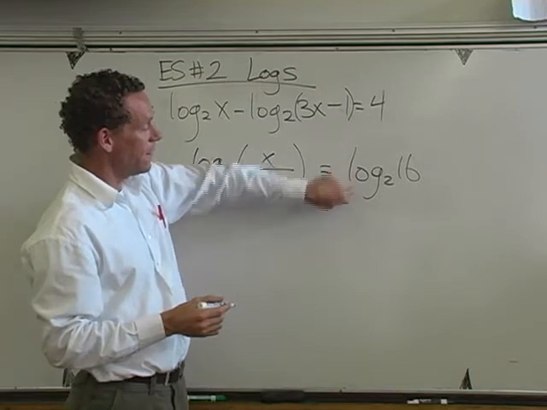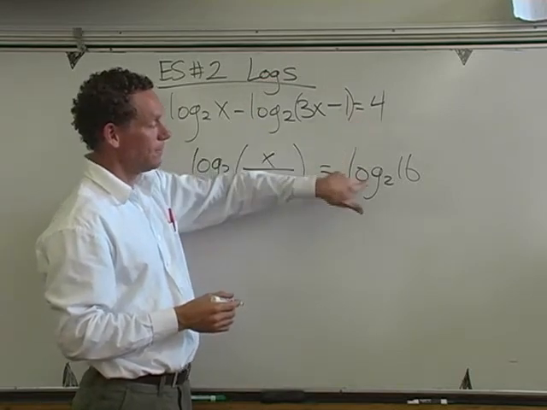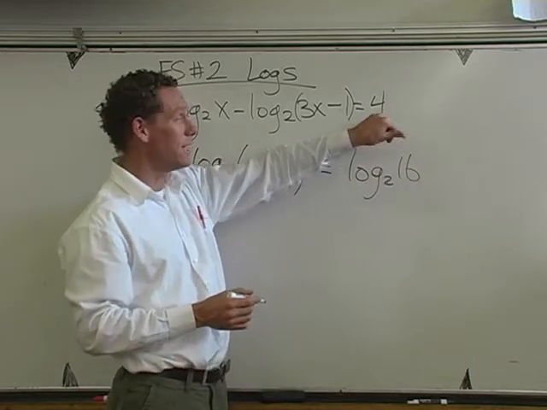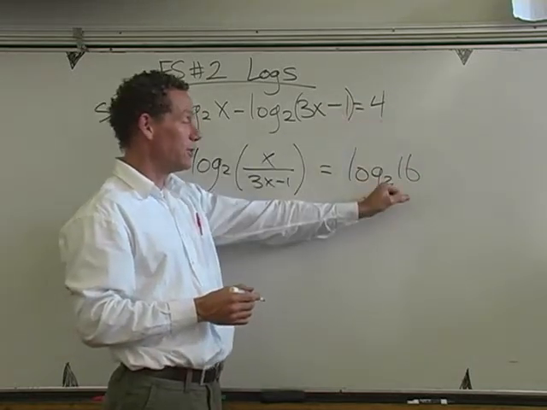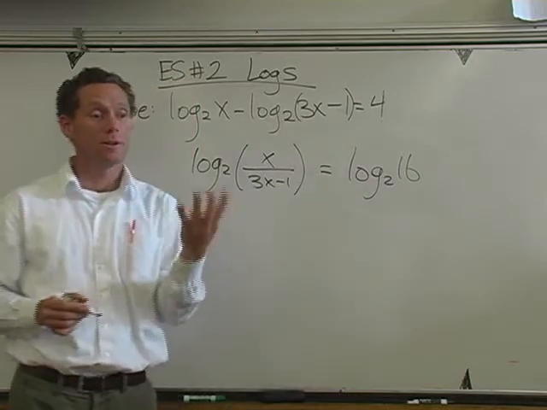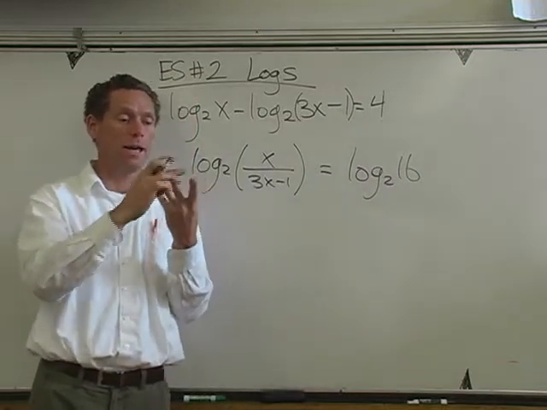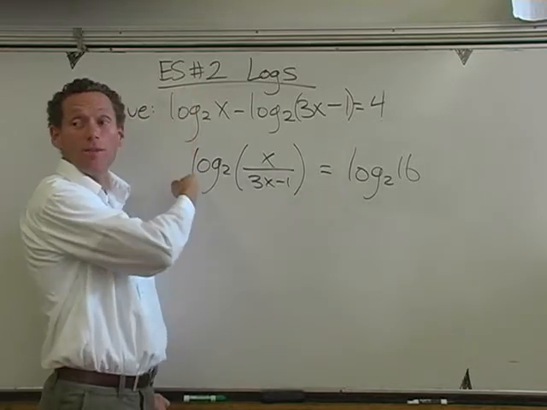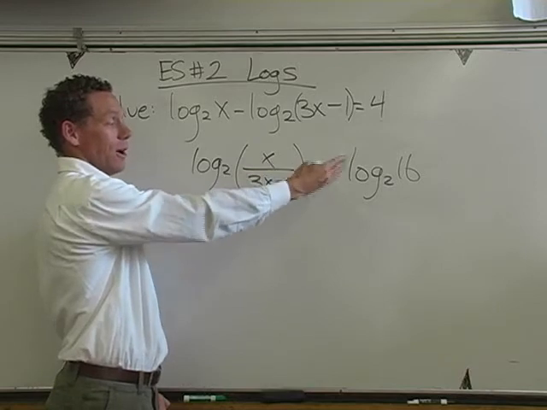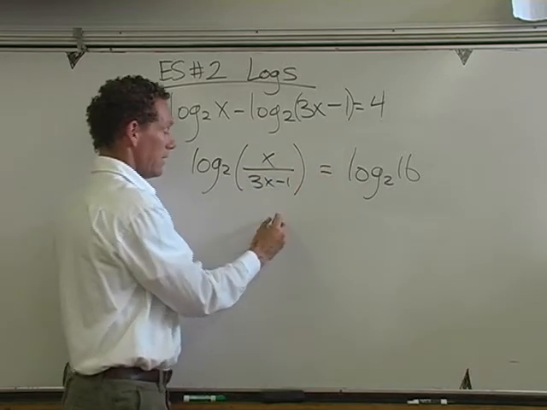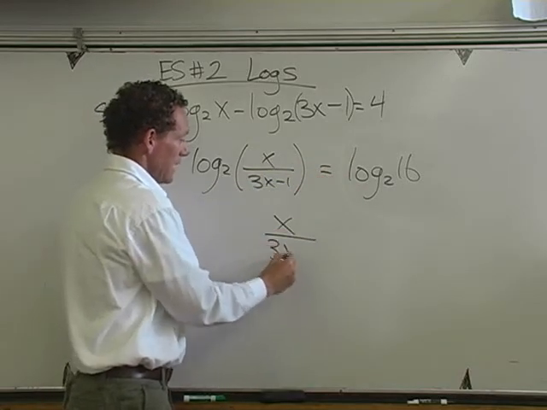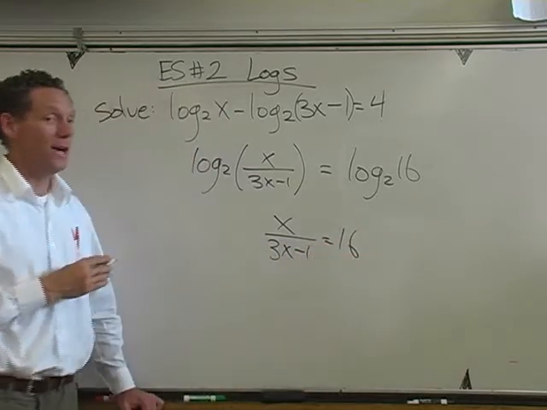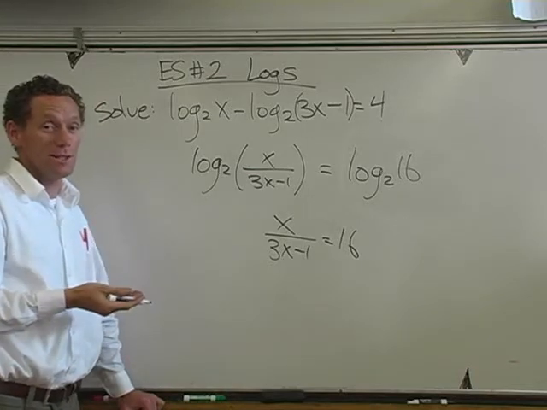Great, so this is equivalent to 4. Log to the base of answer equals exponent, so this is the exponent above 2 that gives 16. 2 to the 4th power: 2, 4, 8, 16. Great. At this point, we have log base 2 of this equals log base 2 of that, so we can assume that x over 3x minus 1 equals 16. And from there, it's looking like an equation that's a lot easier to solve.